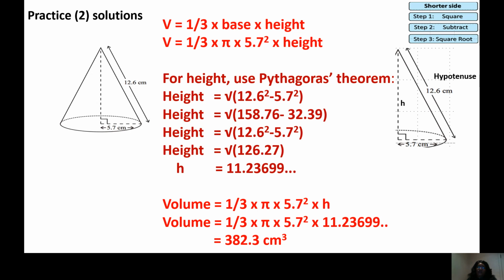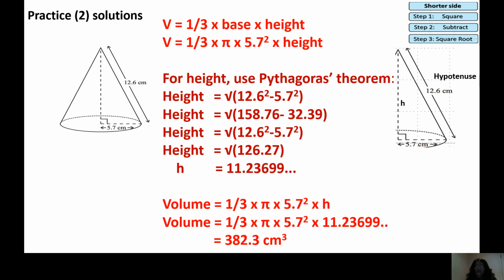So the hypotenuse is 12.6. The height is going to be the square root of 12.6 squared minus 5.7 squared. I've already reminded you here about it. So we square the two sides, subtract, and then find the square root. So that gives us the answer, which is 11.2369.